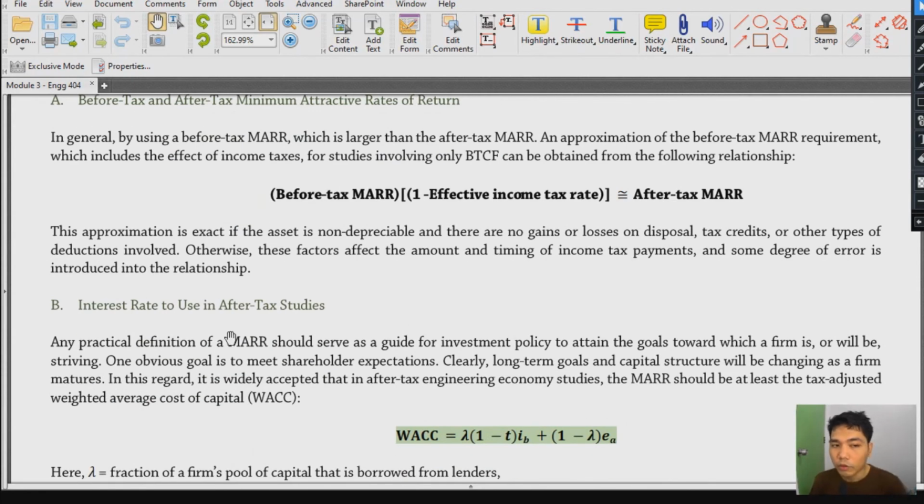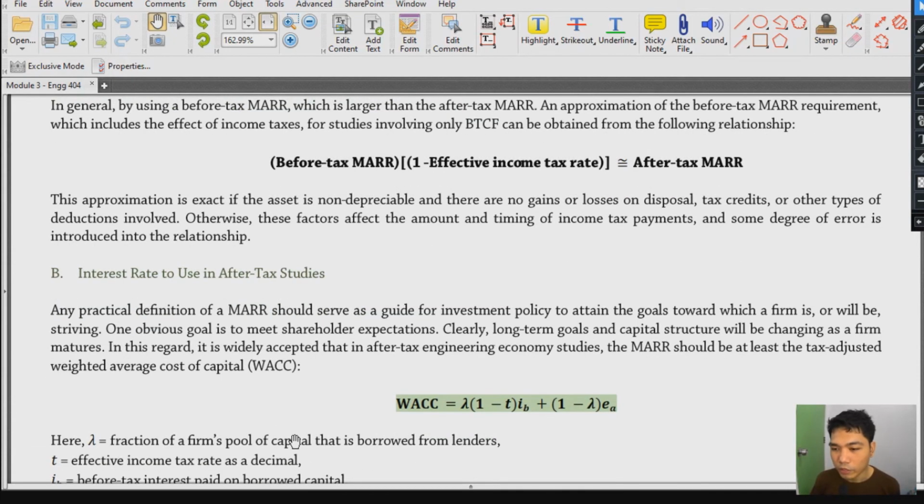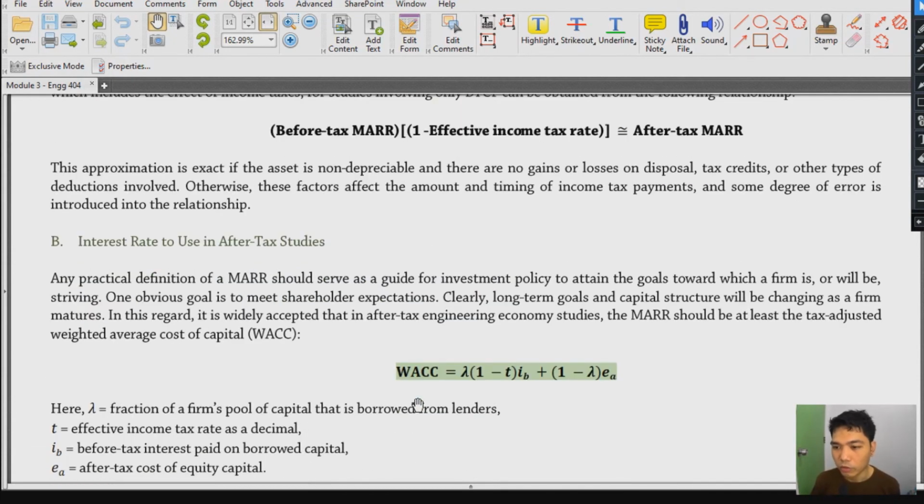And then we do have this interest rate to use in after tax studies. So if you want to have this after tax, kasi diba minsan hindi natin kino-consider yung mga taxes na pinapataw. So what if we want to utilize these taxes just to determine if we could have another parang cost of the product, or probably we could make some little adjustments dun sa ating mga costs so that we can account para hindi tayo malugi if ever malaki yung tax. So, this is the weighted average cost of capital. So, yun. Consider na yung mga tax natin.